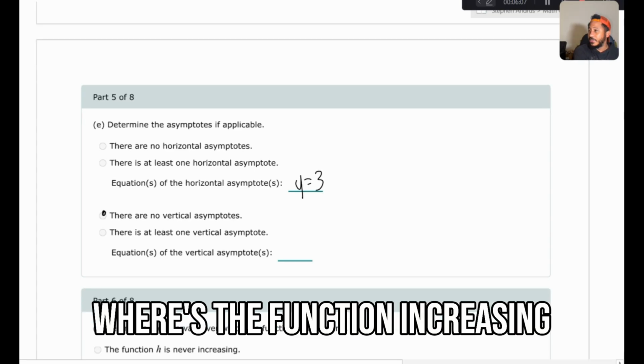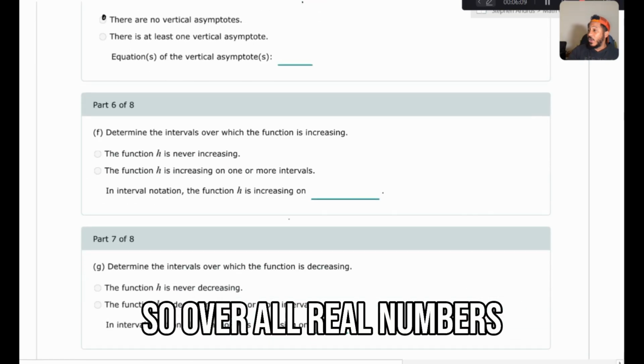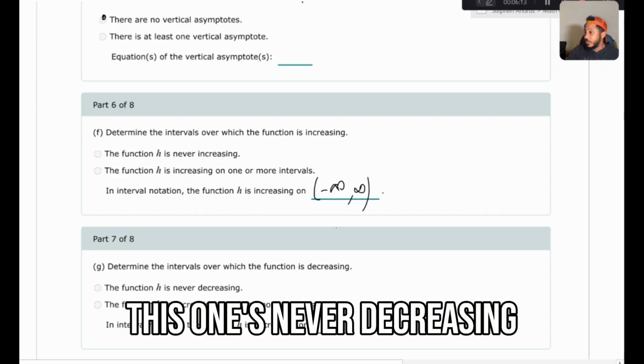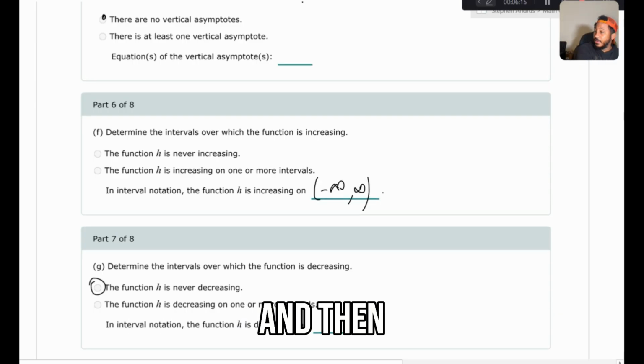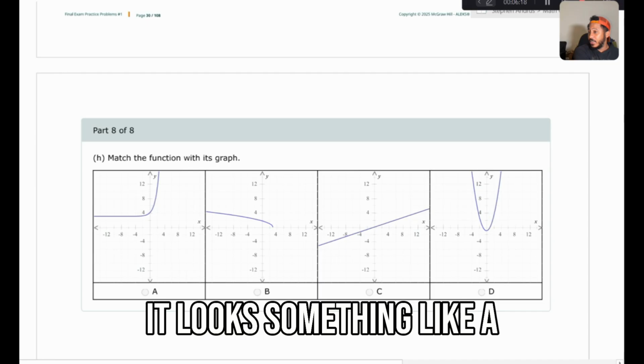Where's the function increasing? This one's always increasing, so over all real numbers, over its entire domain. This one's never decreasing. And then, what graph is it? It looks something like A. A would be the graph.